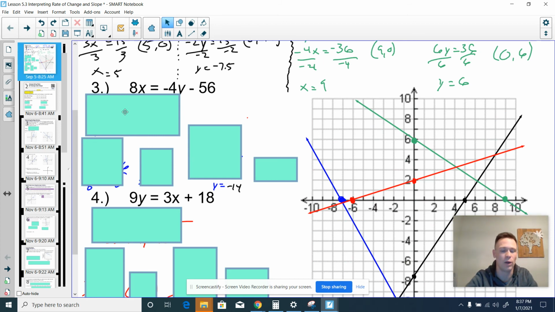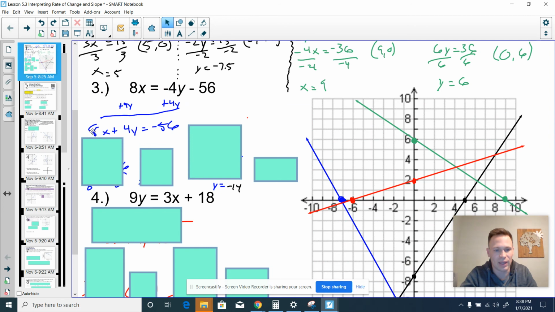All right, third one. Now, this one is not in standard form, right? And you don't have to have it in standard form in order to substitute your values in. It's just easier to do that. So I went ahead and did it. I just need to get the 4y over to the other side, right? So I add 4y to both sides. When I do that, I get 8x plus 4y equals negative 56.